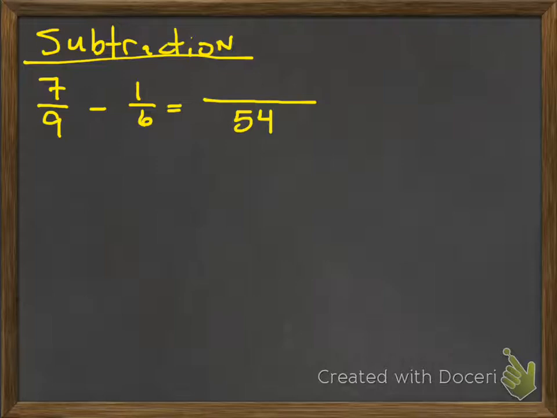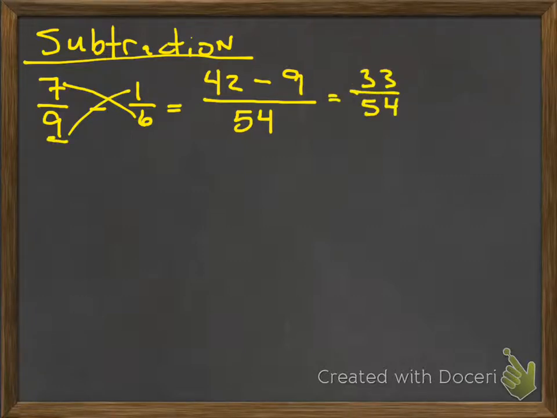Now I know 9 and 6 will both go into 18, and I could have worked with that. I could have worked with 18 or 36, but this is actually a little bit easier because I just did a straight multiply. And then 7 times 6 is 42. 9 times 1 is 9. Notice that they went first, second, okay? And then 42 minus 9 is 33.